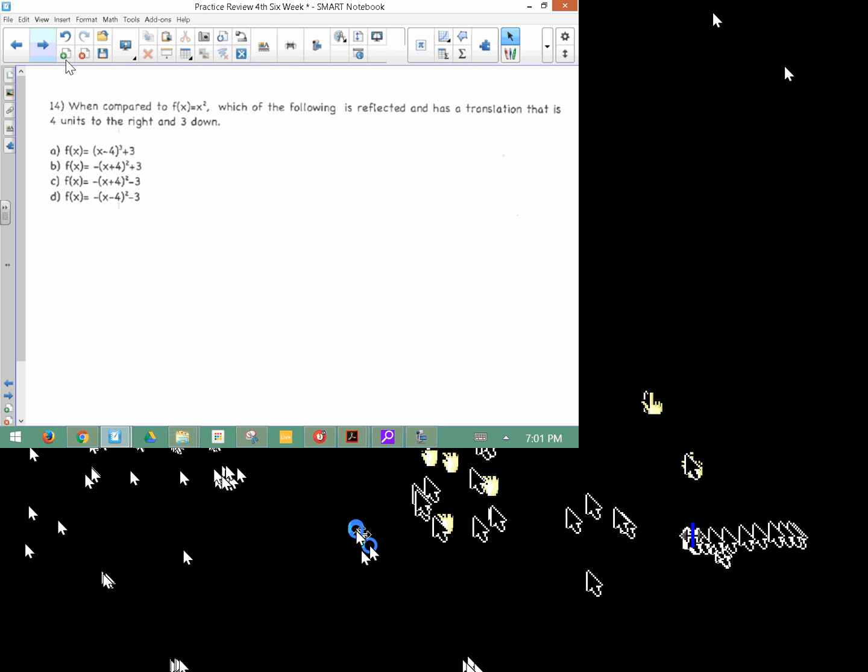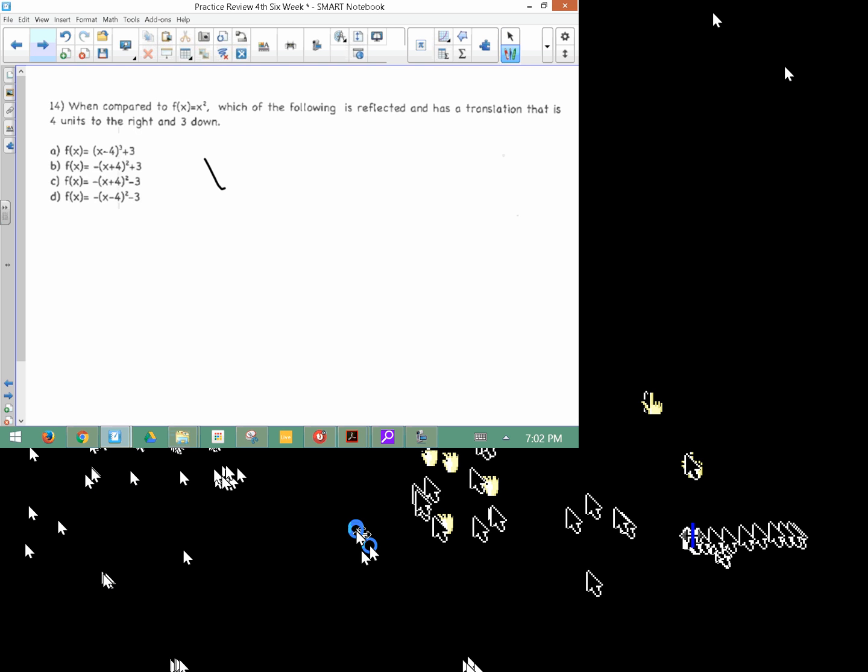Same thing happens. If you look at y equals x squared, all you've got to do is really just graph it. Well, it becomes just graph all of these and see which one of those looks like this graph reflected and 4 units to the right and 3 down. That's basically what it is, right? And this is what it looks like.